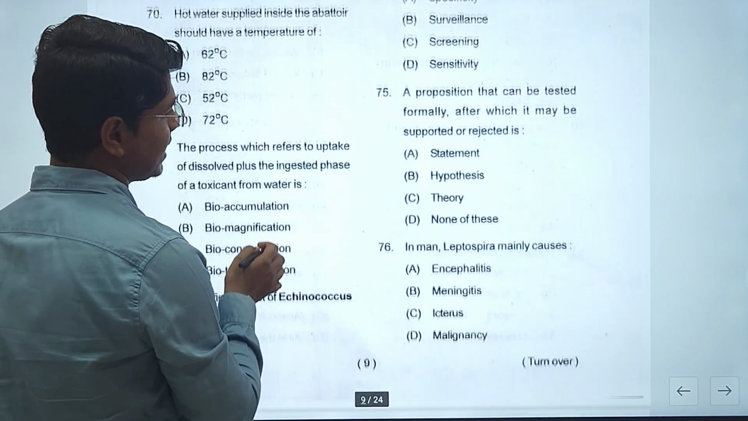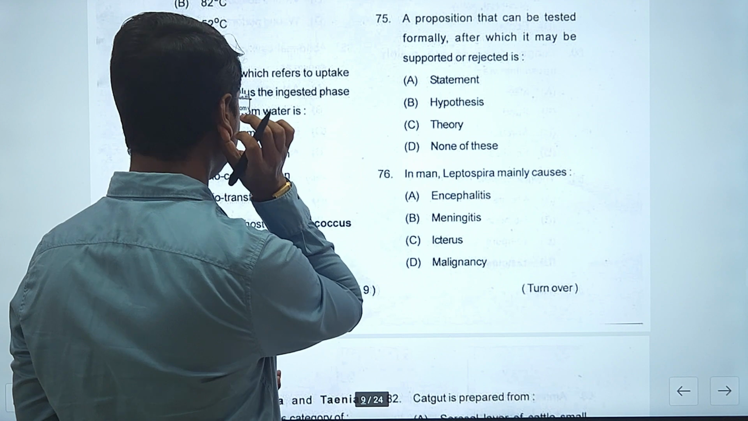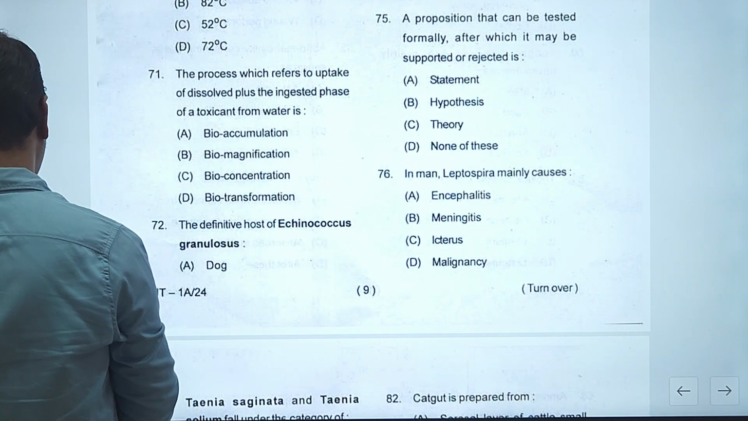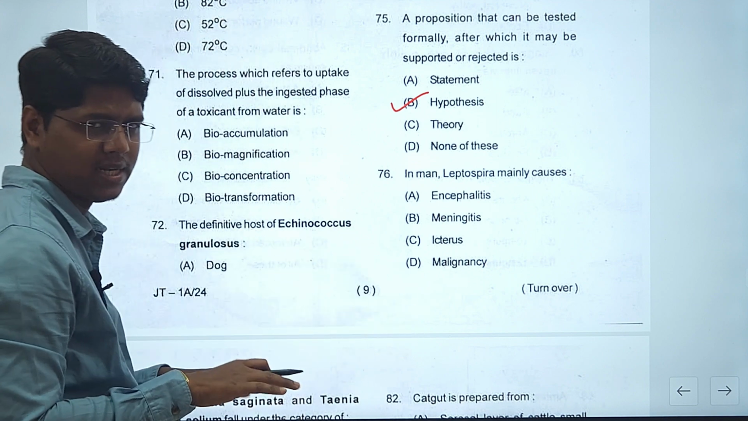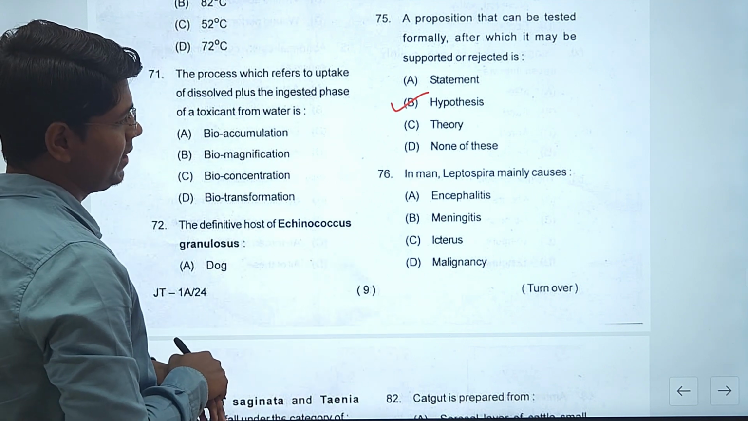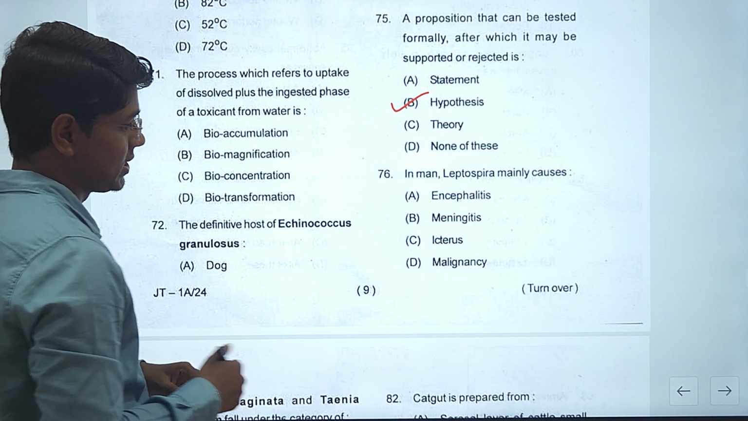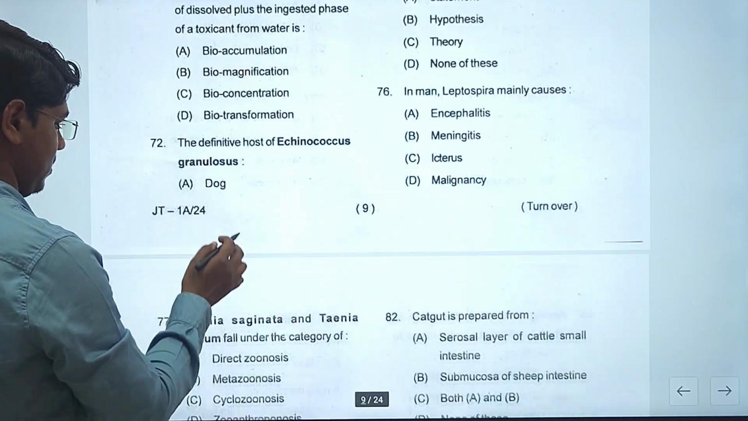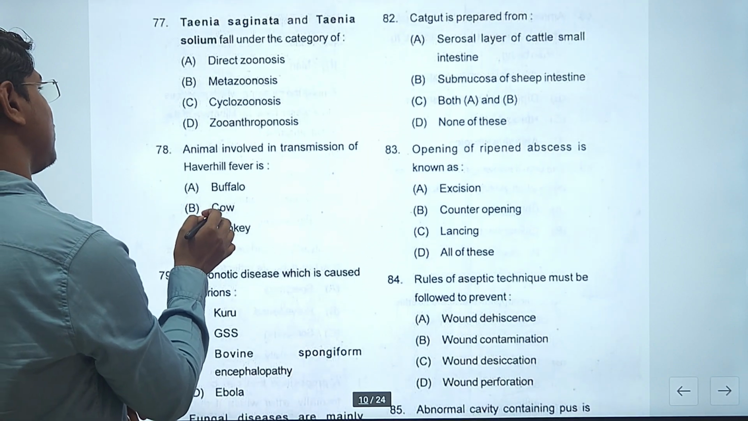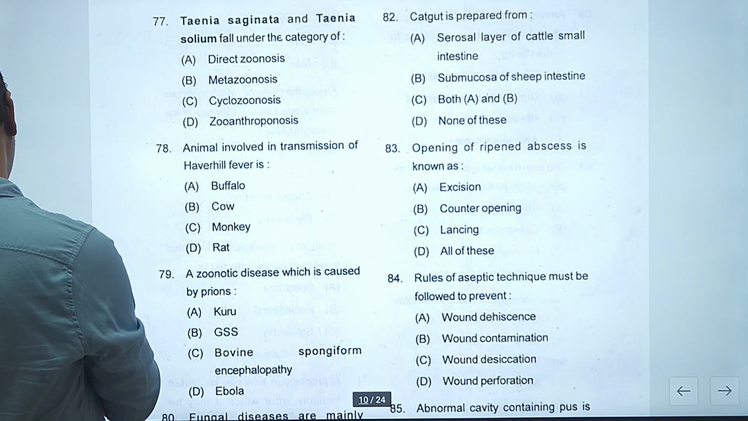A proposition that can be tested formally, after which it may be supported or rejected, is a hypothesis. Theory is basically a well supported explanation. In man, Leptospira mainly causes jaundice, icterus. Taenia saginata and Taenia solium fall under the category of cyclozoonosis.